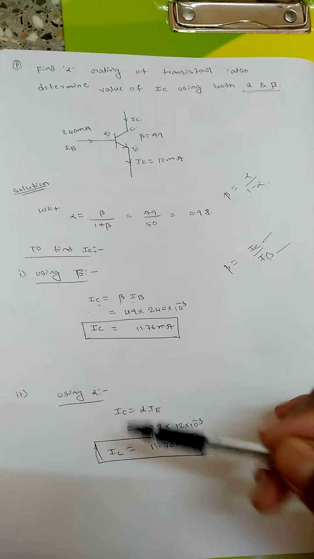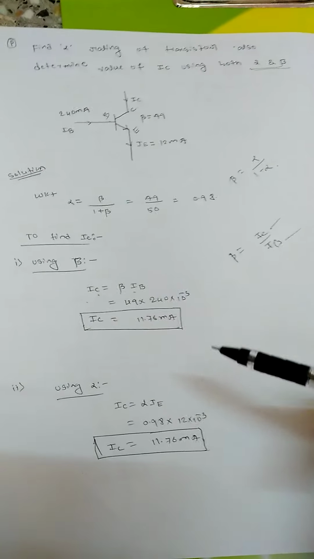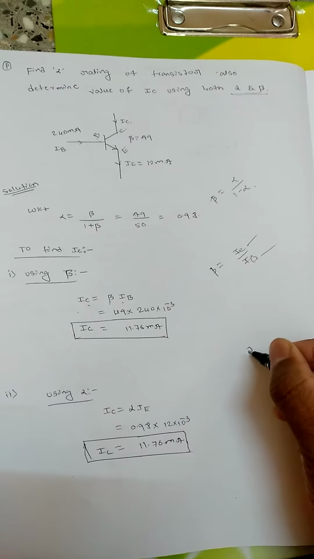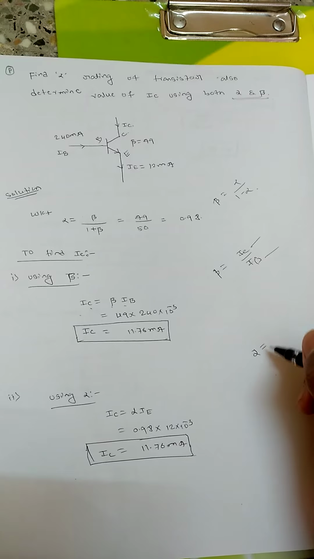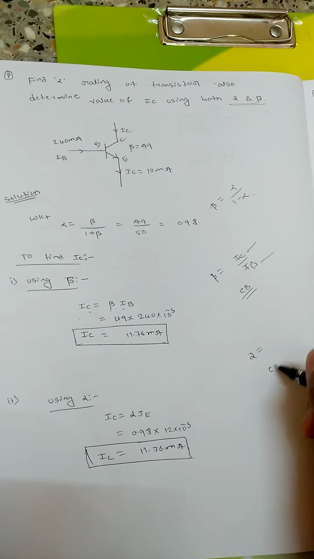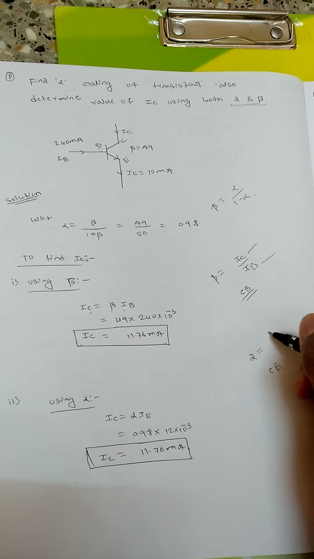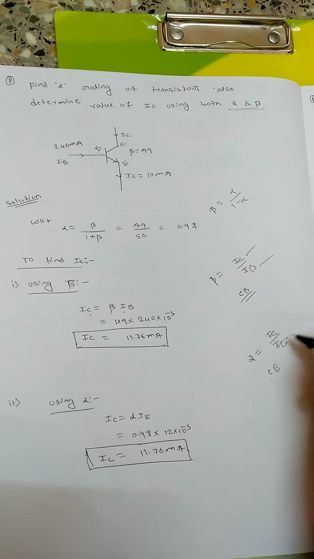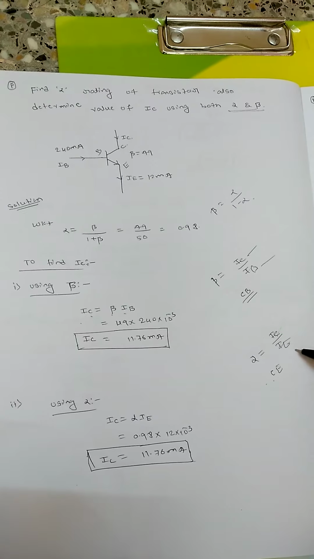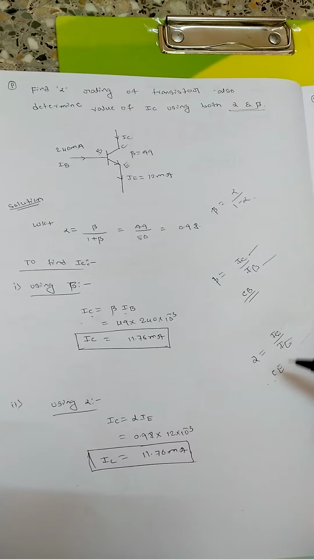Now using alpha. Here we have used beta, now we need to use alpha. So what is the relation? Alpha is also collector current. So this is for common base, CB configuration, and this is for common emitter. So here we will be having output current by input current. In case of common base, we will be having collector as the output and emitter as the input, because it is a common base.